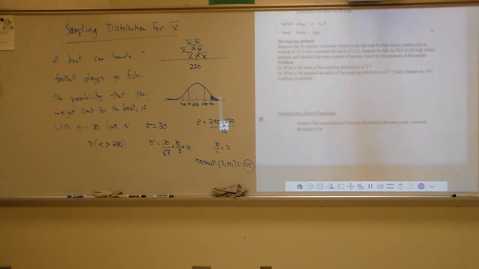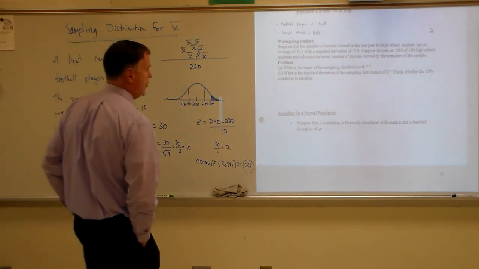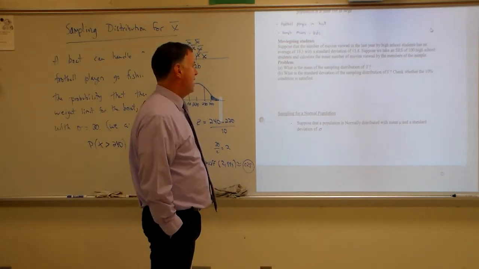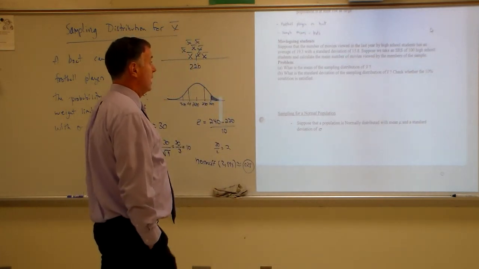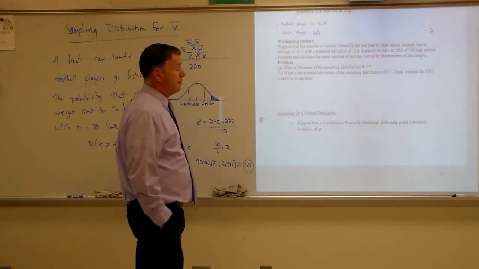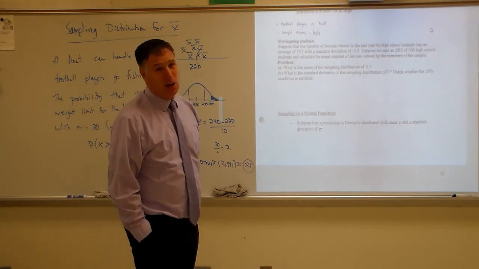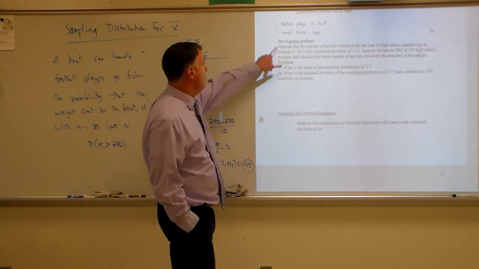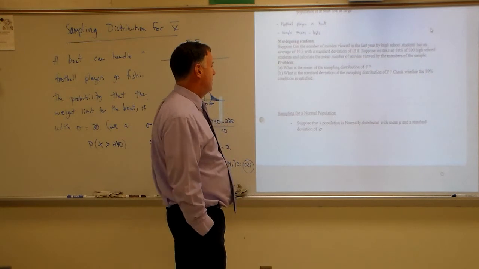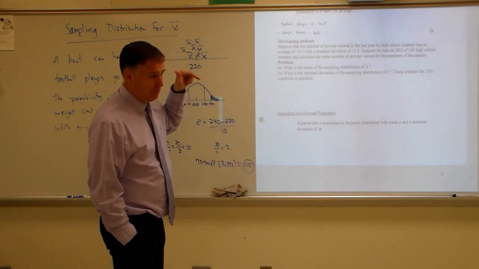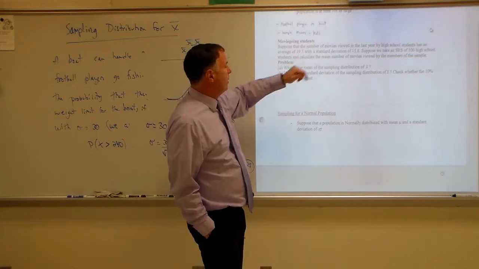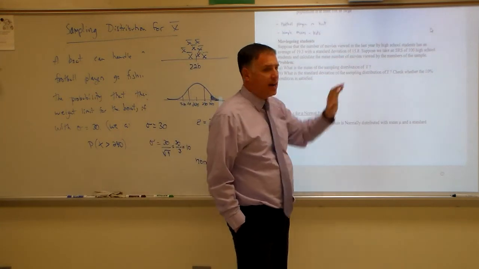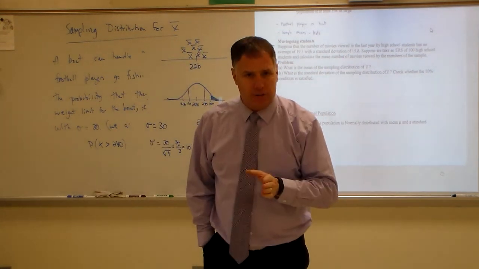Movie-going students. Suppose the number of movies viewed in the last year by high school students has an average, I bet you it's not now with COVID. Or maybe it's more, because people are staying home and watching movies. But it says movie-going, so I would think that means going to the movies, and I think that number's way down. So the mean is 19.3 with a standard deviation of 15.8. That is for the population.